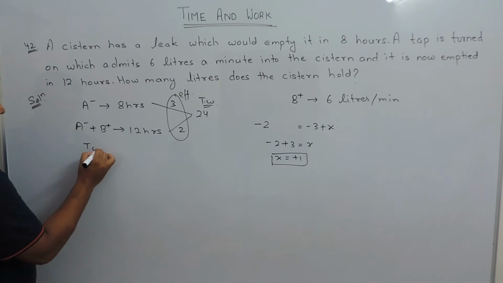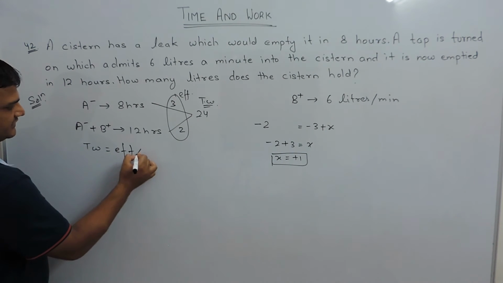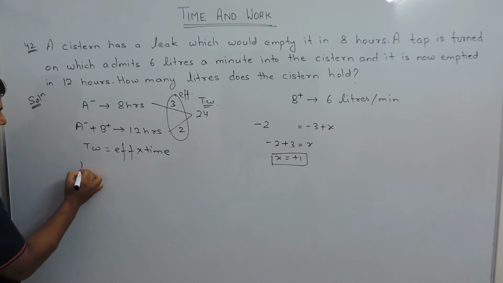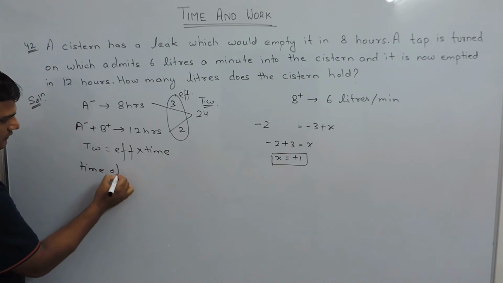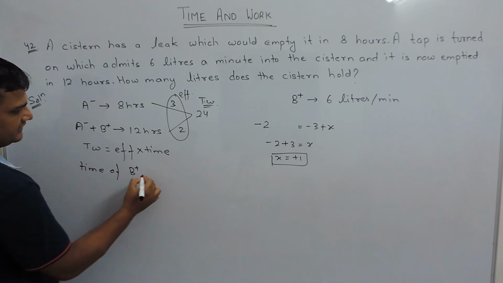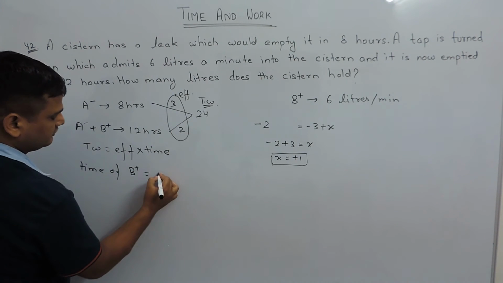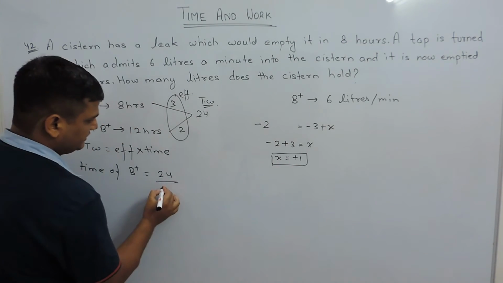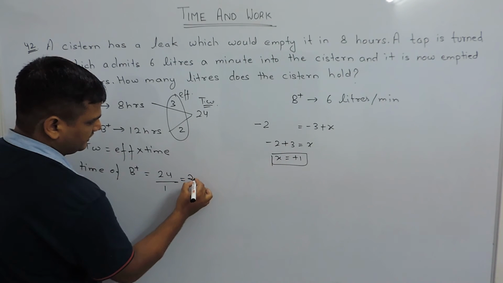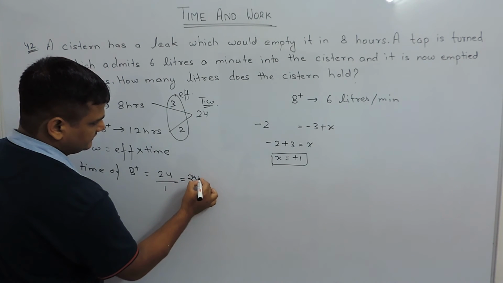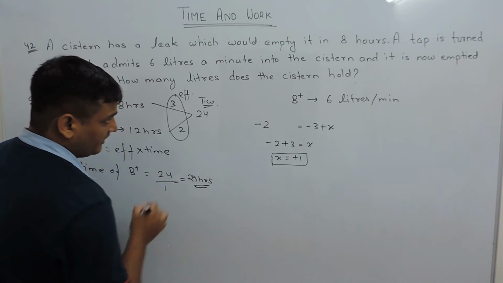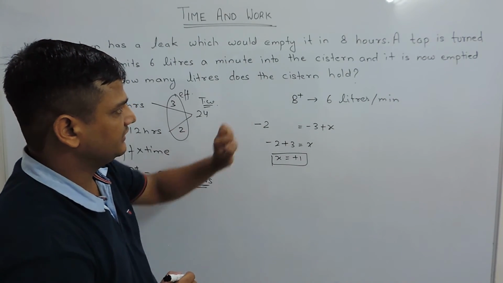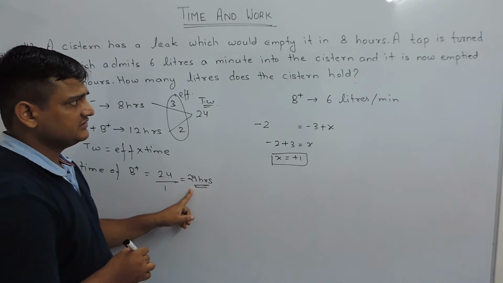Now according to the formula, total work equals efficiency into time, and if we calculate the time of B alone, the time of B to fill the cistern is total work, which is 24, divided by the efficiency of B, and the efficiency of B is 1. Therefore the time taken by B alone to fill this cistern is 24 hours, and we have to calculate the capacity of the tank. Our question is in hours.